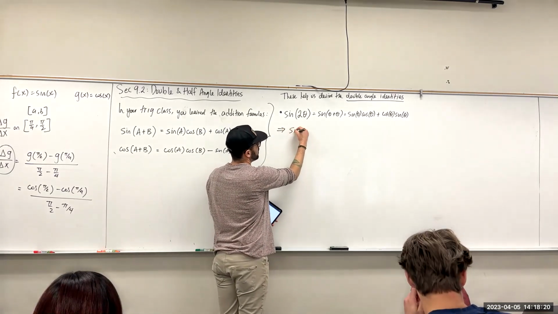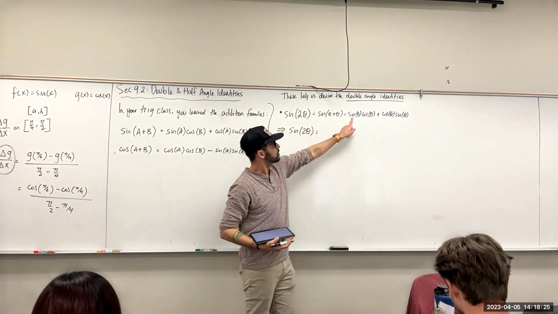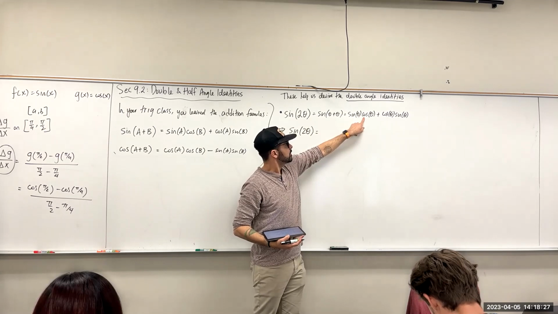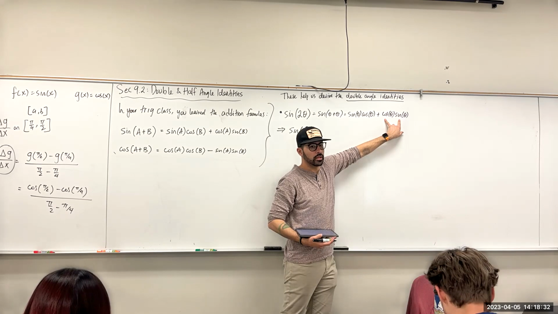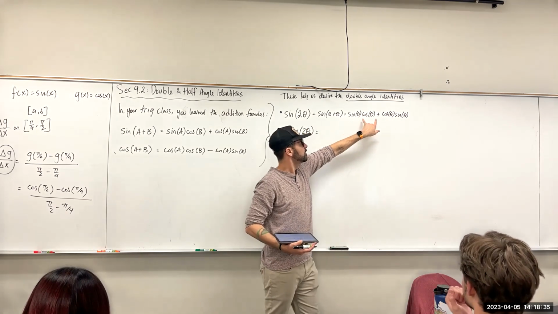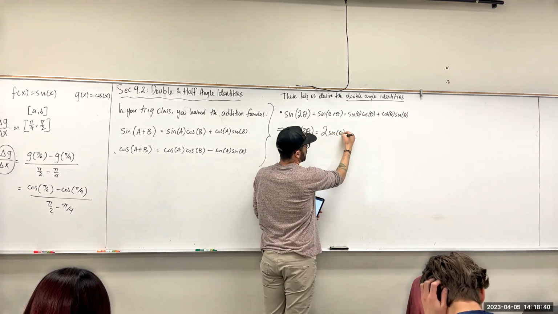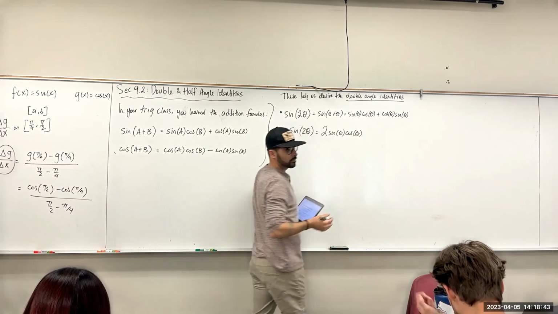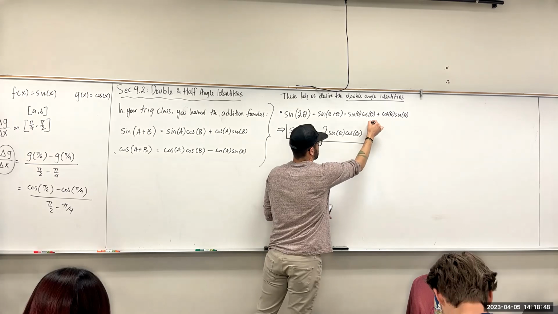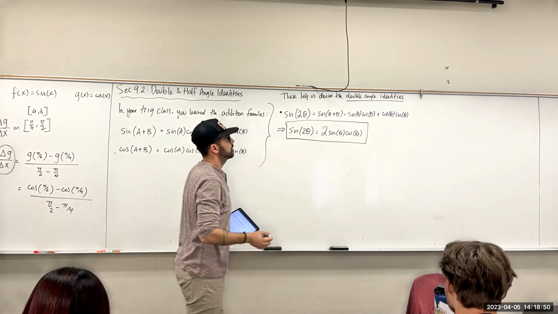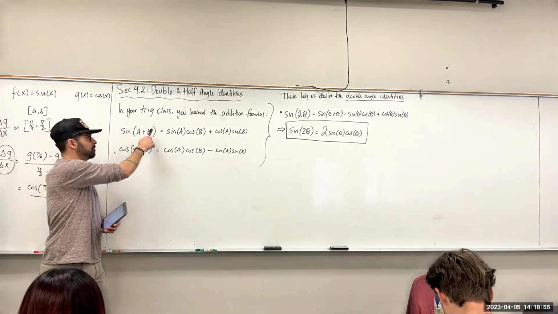And so this tells me that sine of 2 theta is going to be equal to sine theta cosine theta plus sine theta cosine theta. Do you see how this is also just sine theta cosine theta, because they're multiplying? So how many of these do we have? Two of them. So it gives me 2 sine theta cosine theta. So here's your first double angle identity. This comes from this one.